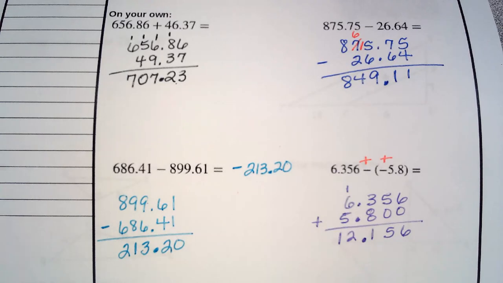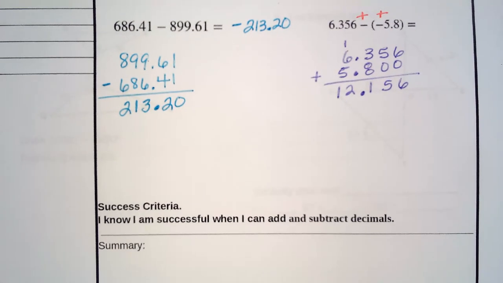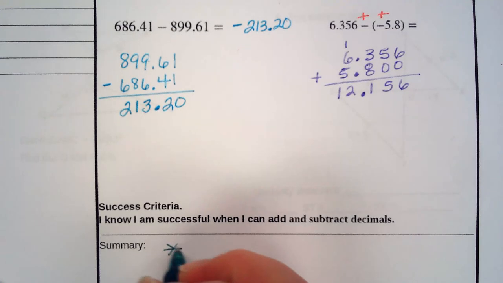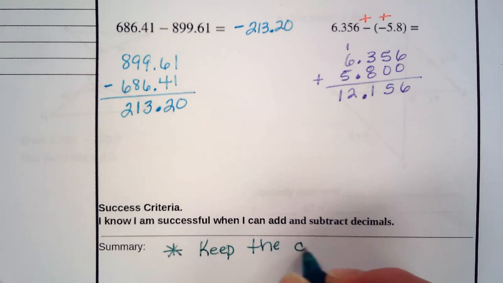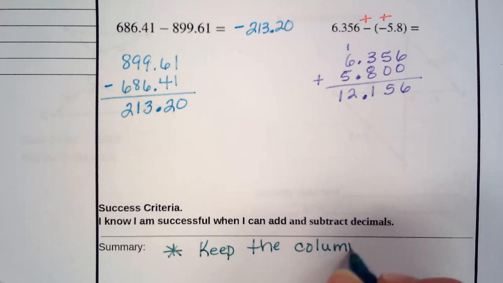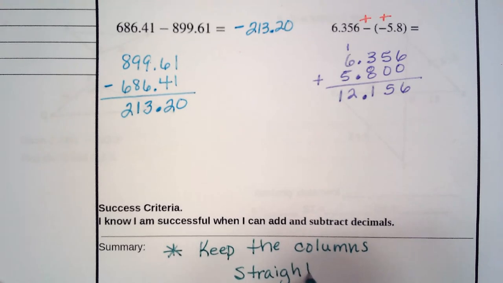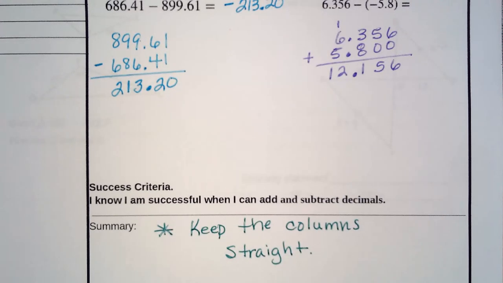So how do you know you're successful? When you can add and subtract decimals. Okay, what is the most important thing to remember? Keep the columns straight. Line those decimals up. Make sure everything, the tens are underneath the tens, the ones are underneath the ones, the tenths are underneath the tenths, etc., etc., etc.